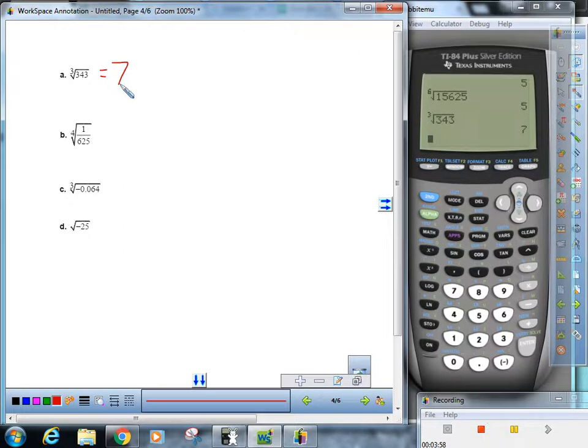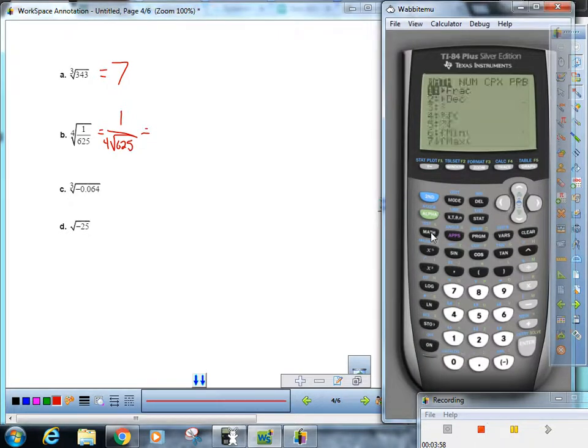Alright, now look. There's two ways to do example B. There's the smart way, which means you just use your brain. What do you think the fourth root of 1 is? It's 1. Because 1 times 1 times 1 times 1 is 1. Okay? This would be the easiest way I think you could do it. All you got to do is figure out what the fourth root of 625 is. So you hit 4, math, 5, 625, and you get 1/5.